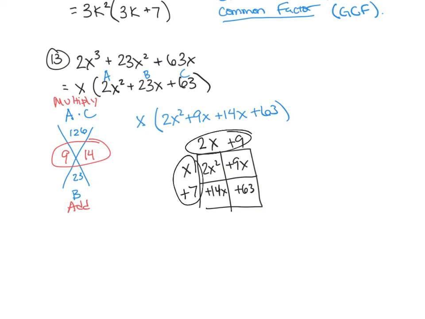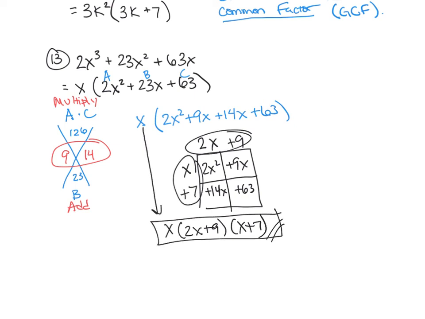So when I write out my answer, don't just tell me the answer is 2x plus 9 times x plus 7. That's not the full answer. Make sure to bring down the x with it. And that is your final answer.